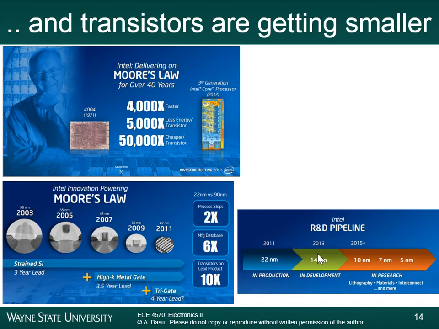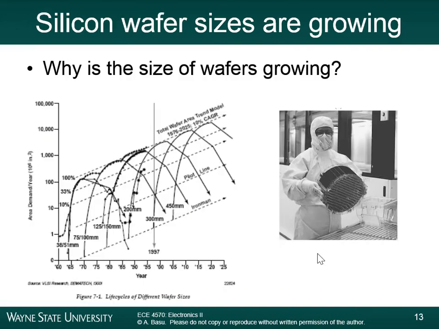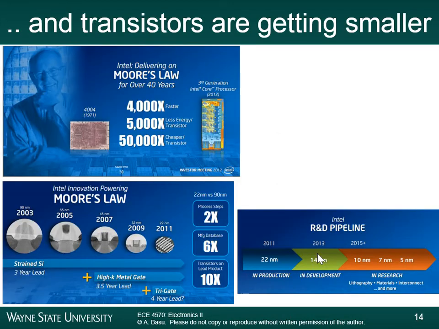Good. So the first part of it is that the size of silicon wafers is growing, and transistors are also getting smaller. And these are some of the slides that were published by Intel back in, I think, 2012. So things have developed even more since then, but this just gives you an idea. This picture here shows the 4004 processor back in 1971, and this one shows the third generation Intel Core processor in 2012.